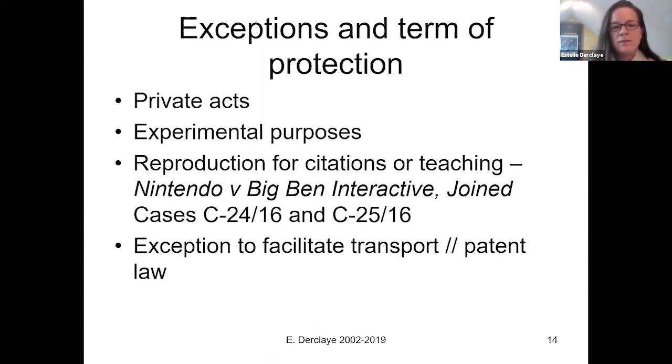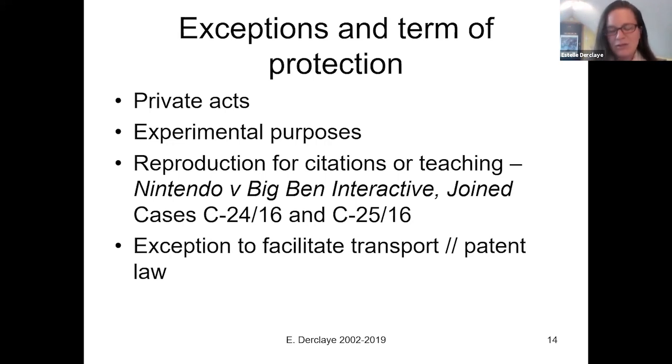And there is also the same exception, for those who know a bit more about patent law, where you have an exception to facilitate transport. So if, for example, an Indian plane would come over the UK and land, and on it there would be an infringing design, but then in the next hour it flies back to India, that would be fine.